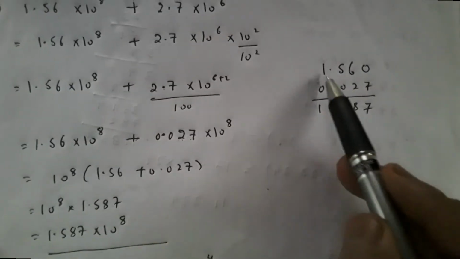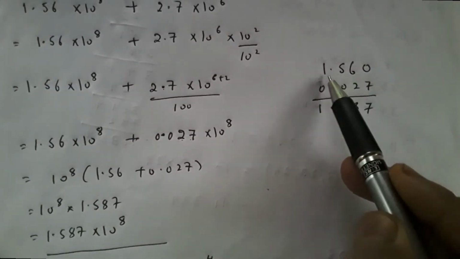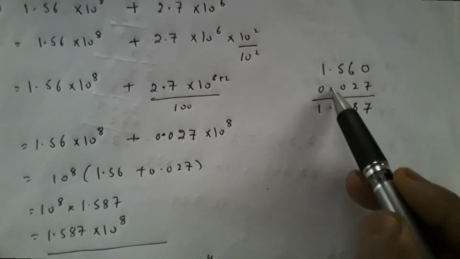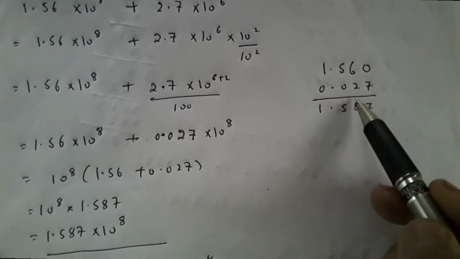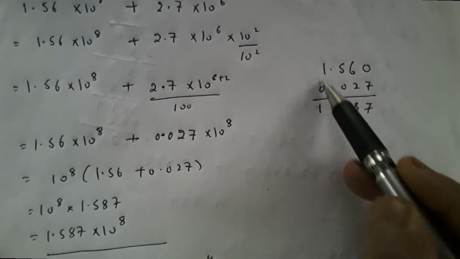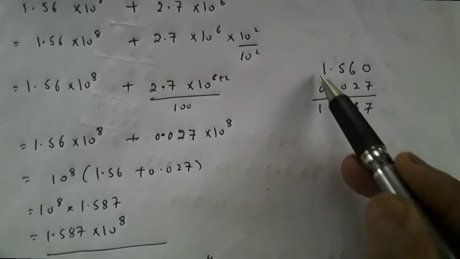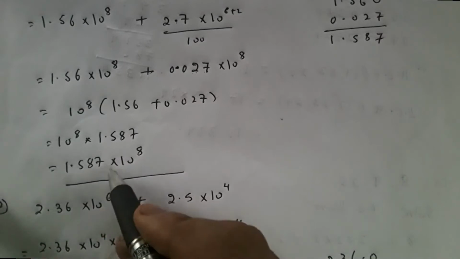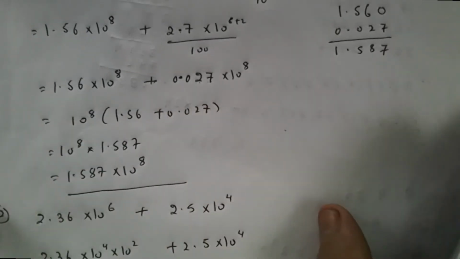Here it is. 1.56 can be written as 1.560, plus 0.027. Adding: 0 plus 7 is 7, 6 plus 2 is 8, 5 plus 0 is 5, the decimal is here, 1 plus 0 is 1. So the answer is 1.587 into 10 raised to power 8.